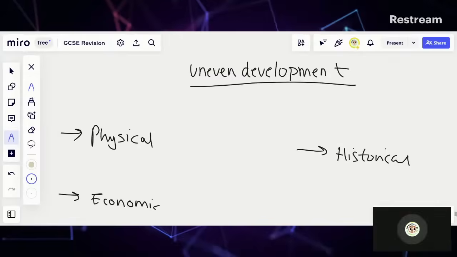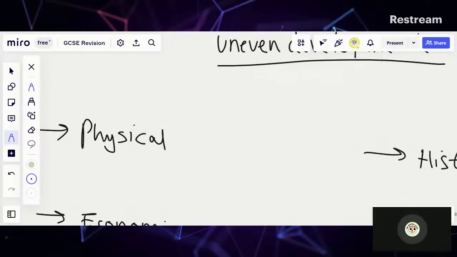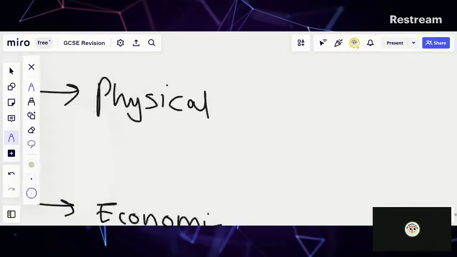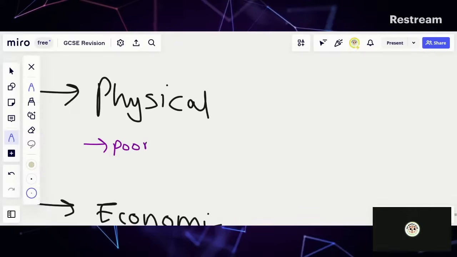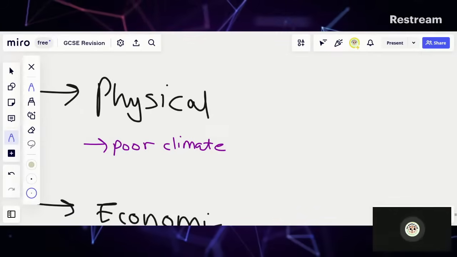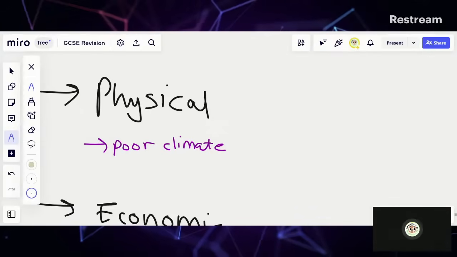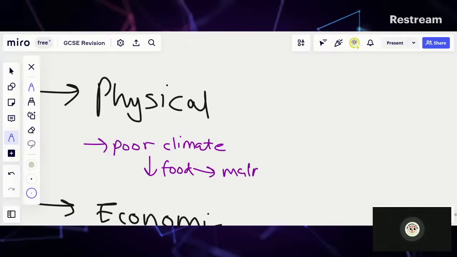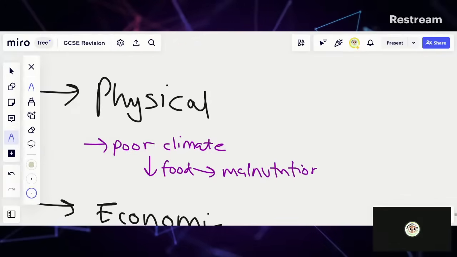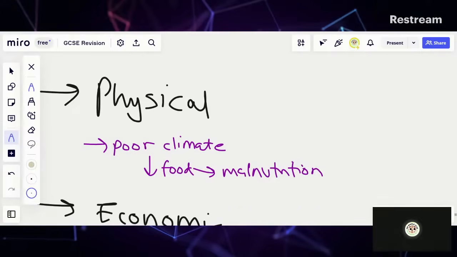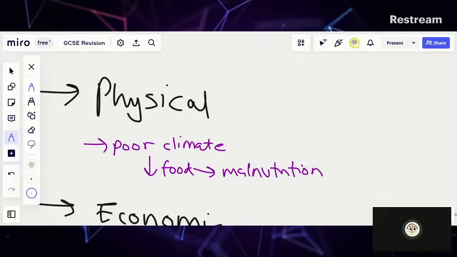So, physical includes things like a poor climate. Now, what this means is that because there's a poor climate, for example, if it's really hot, or really cold, or really dry, this just means not much will grow. And because not much will grow, there's low food production, and low food production leads to malnutrition. Malnutrition then means that people have a lower quality of life.